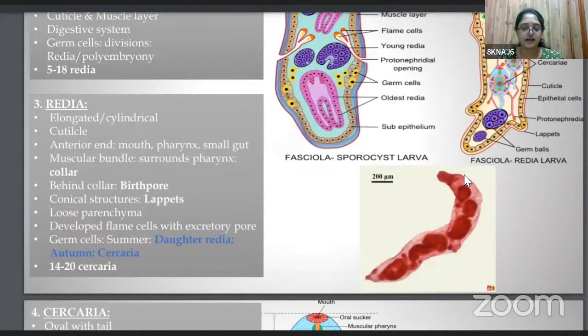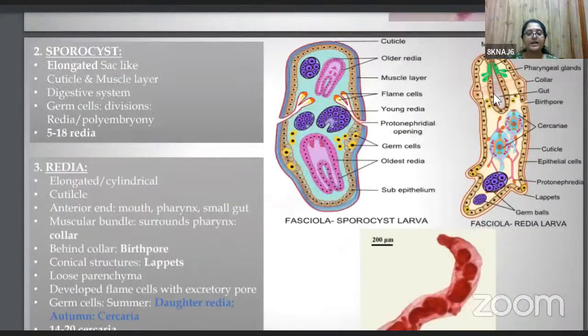This radial larva again is elongated, cylindrical, has a cuticle. In fact, this is the radial larva, as you can see. The anterior end has a mouth, pharynx. There is a small gut. You have a muscle bundle surrounding the pharynx, which is known as the collar. Behind the collar itself, you have a birth pore, and then you have conical structures which are known as lappets. They are muscular projections, known as lappets or procruscula, present ventrolaterally near the posterior end.